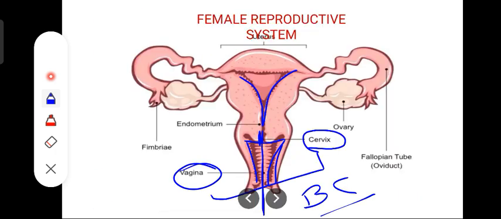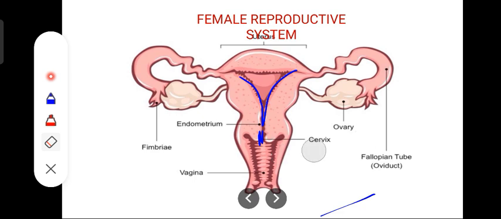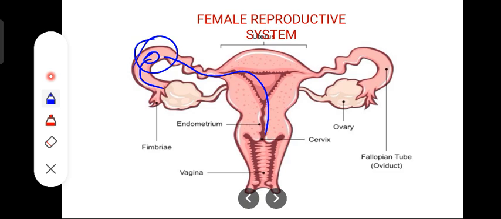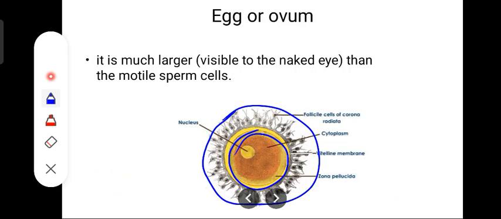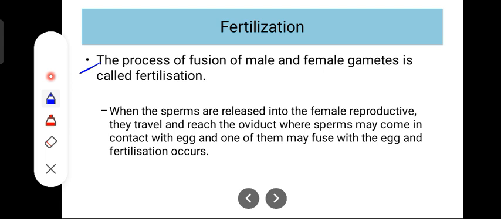So let us see again this diagram. As I have told you, after the egg reaches the ampulla, suppose the sperm is taken up to this point, and here fertilization takes place. But not only a single sperm will reach the egg. As you can see in this diagram, there are so many sperms entangled to the egg, but out of these sperms, only one sperm will penetrate into the egg and fuse with it. So only one sperm will fuse with the egg.